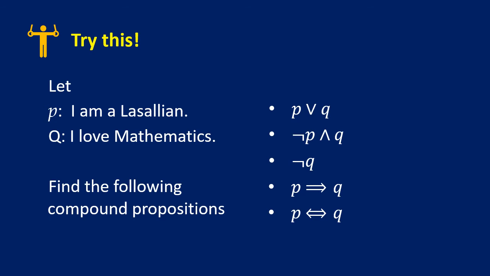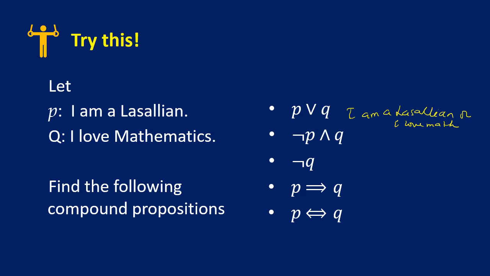I have sentences here. You just give me what would be the equivalent sentences. Okay, so for example, this one. The statement P is I am a Lasallian. Statement Q is I love mathematics. What would be the proposition P or Q? It's I am a Lasallian or I love mathematics, correct?